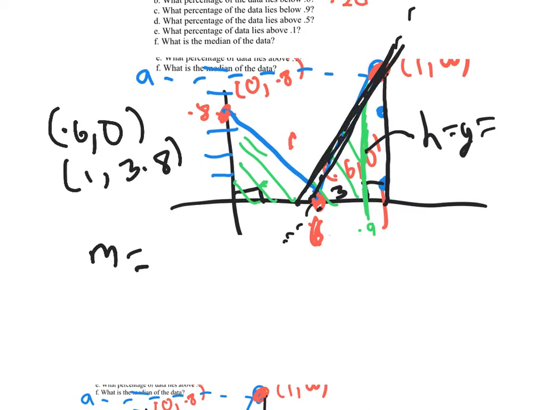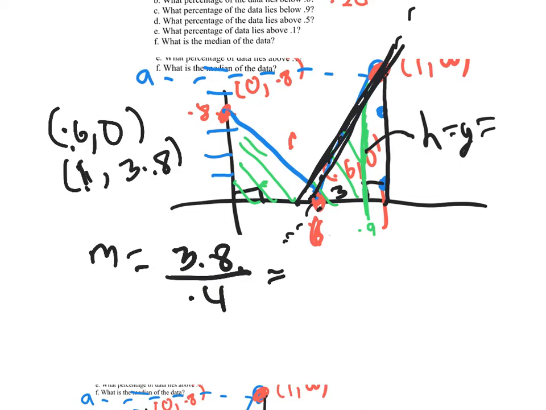0.6, comma 0. I don't use 0 points, it bugs me. So 0.6, 0, and the other point was 1, comma 3.8. So using those 2 points, I can find the equation of this line right here. So I'm going to go this way: 3.8 minus 0 is 3.8 over 1 minus 0.6 is 0.4. Was it 1? Yeah, it was a 1.